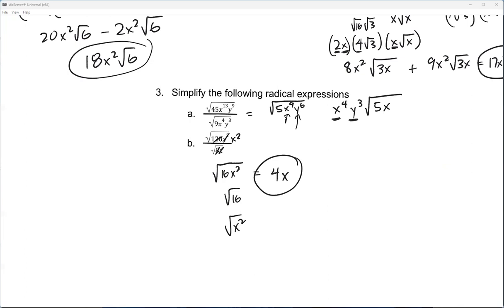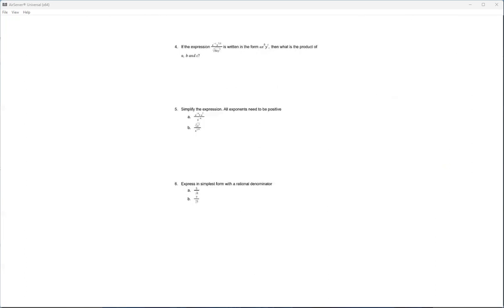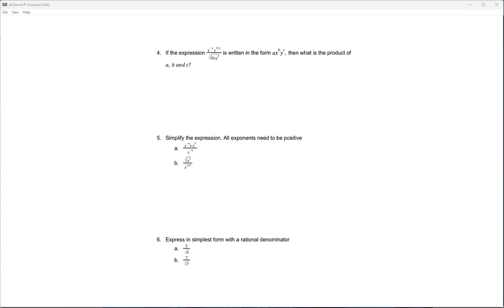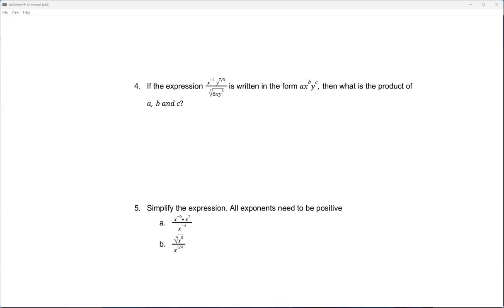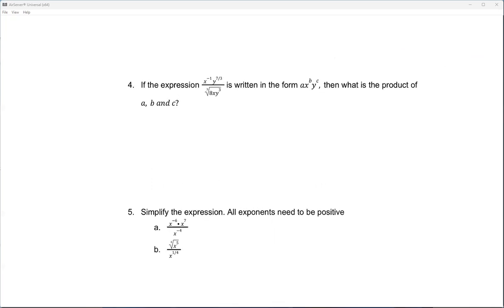All right. Number 4 here. I'm just going to, so it'll be x to the negative 1 power, y to the 7 over 3. And then this is the cube root of 8, which is 2. And then x to the 1/3 power, y to the 3 over 3 power.